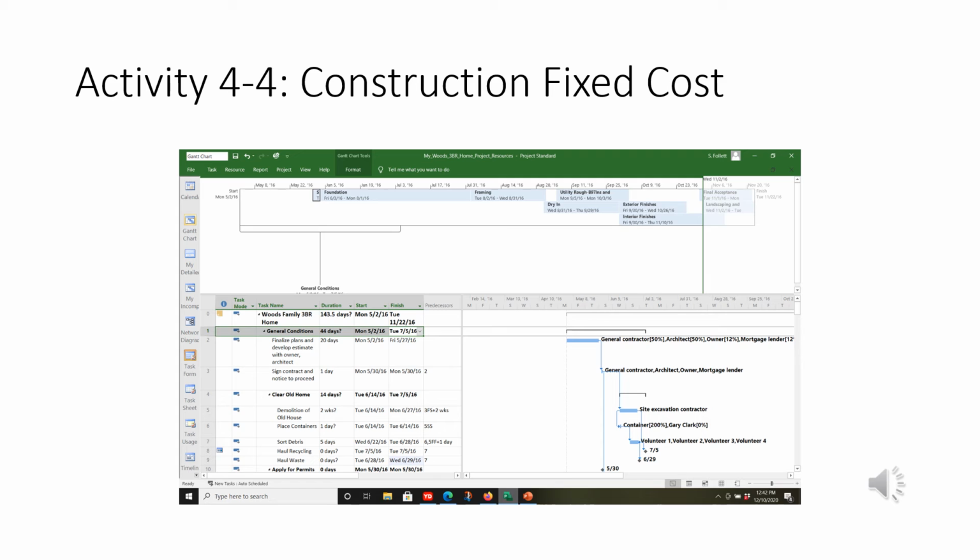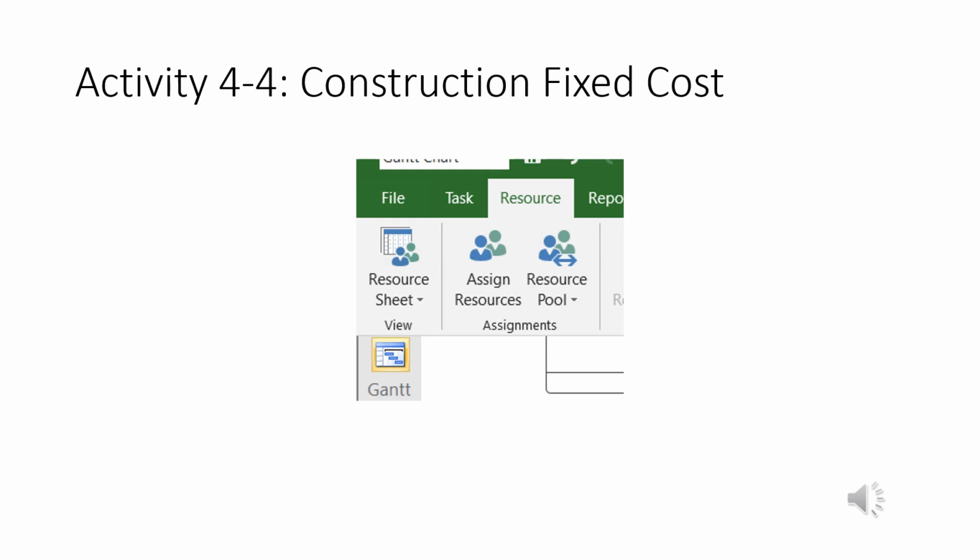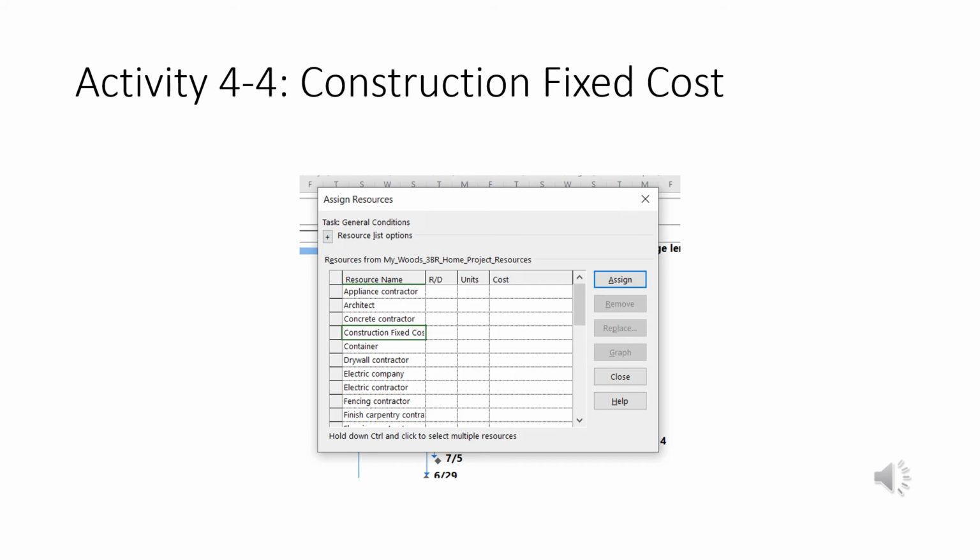Now let's go up to the general conditions task. We're going to go from the Assign Resources tab and just highlight Construction Fixed Costs and click on Assign.